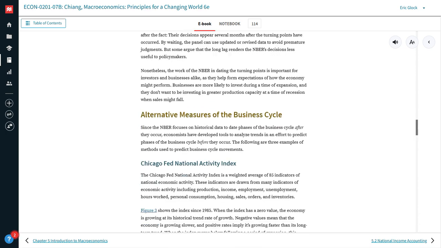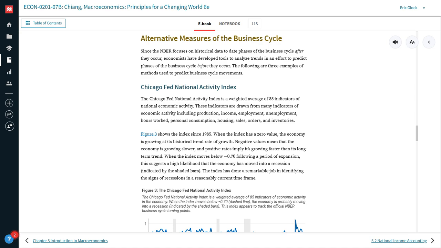Now, we talked about alternate measures of the business cycle. Okay, maybe that's their official name, but that's not what's of interest. So this is it. He does say it here: MBR focuses on business cycles after they occur.